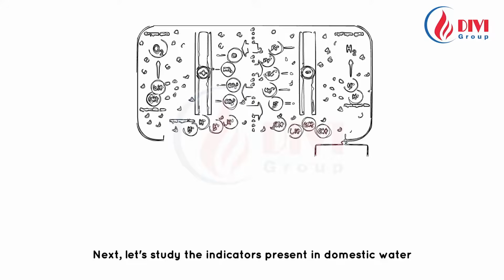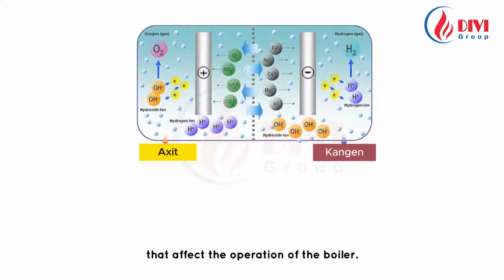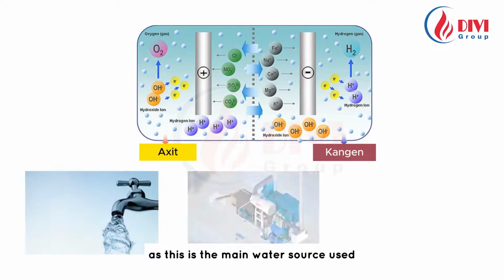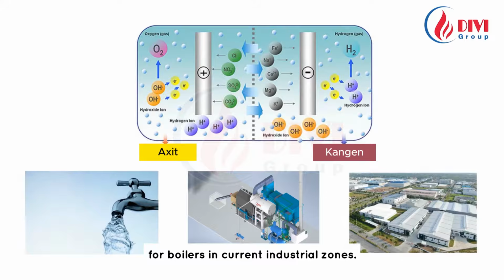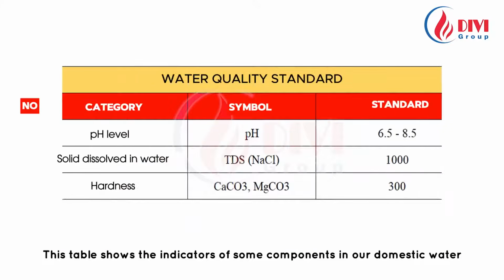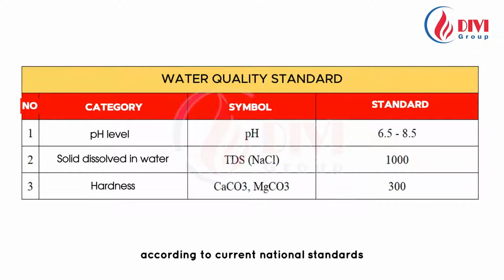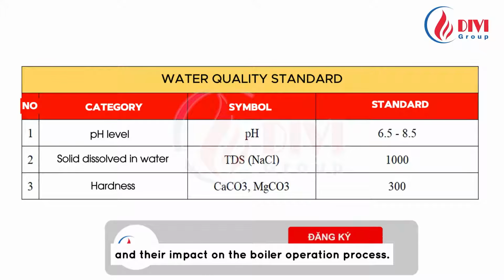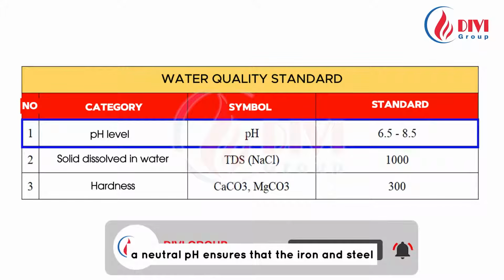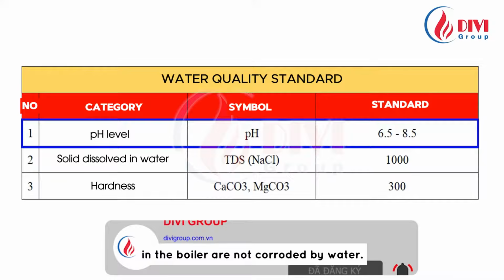Next, let's study the indicators present in domestic water that affect the operation of the boiler. In this video, we will only refer to domestic water, often called utility water, as this is the main water source used for boilers in current industrial zones. This table shows the indicators of some components in our domestic water according to current national standards and their impact on the boiler operation process. The first indicator is pH level. A neutral pH ensures that the iron and steel in the boiler are not corroded by water.